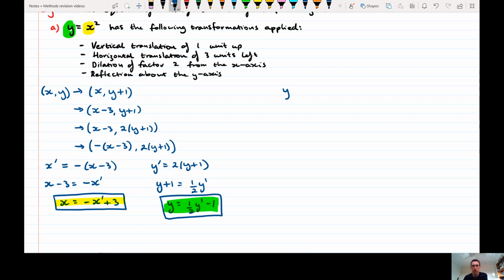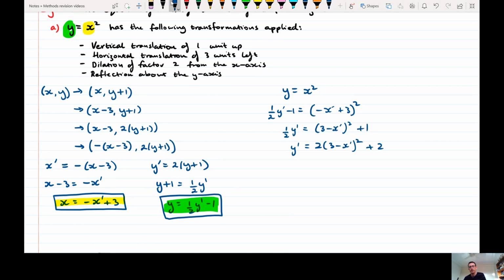And we end up with y equals x squared becoming 1/2 y dash minus 1 equals negative x dash plus 3 squared. And then we transpose to get y dash by itself. So we add across by 1. We've got 3 minus x dash squared plus 1 and times by 2. Sorry, didn't write that very well. Squared there plus 2. And there's your result.